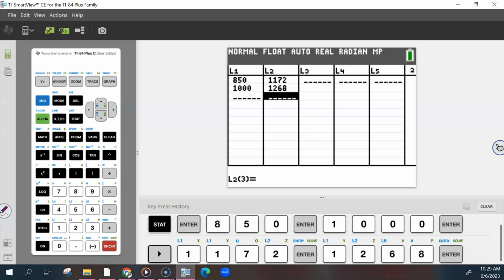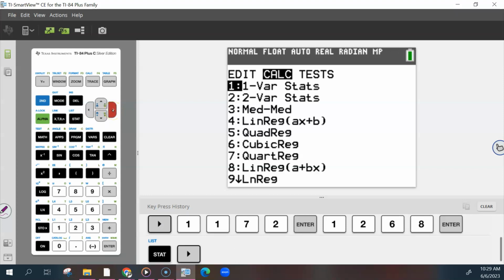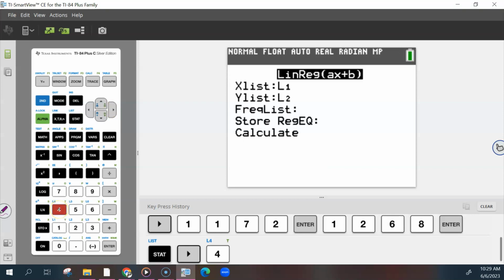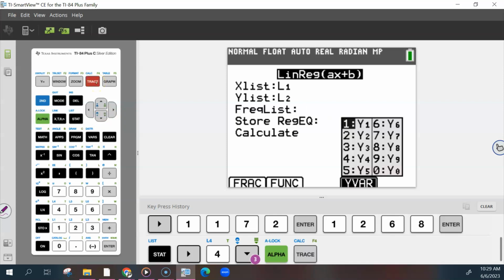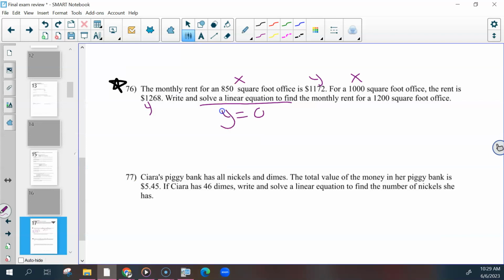Then we're going to do the same steps that we did for line of best fit. So go back into stat, scroll over to calculate, so to the right, calculate, you're looking for linear regression, number 4, or down to 4, hit enter. And whether you store this or not is really up to you. I'm going to, so I can show you how to do it in the calculator. So go down to store regression equation, and then alpha trace, and enter 3 times. So this would be our line of best fit, our equation. y equals 0.64x plus 628.